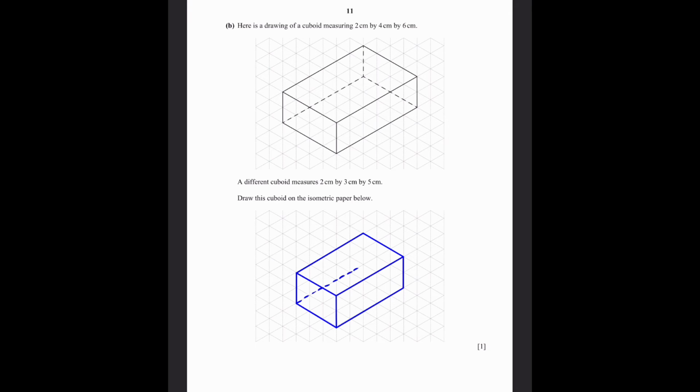And now remember, we have to stop at the 2 unit place, because the dotted line will go this way and intersect there. And also you need to keep it 2 units height. So there you have it. There's the cuboid.